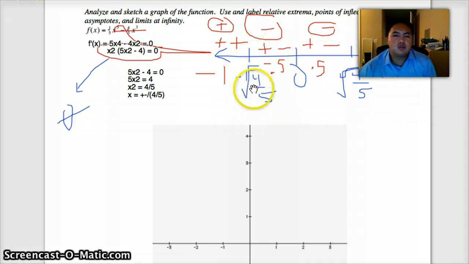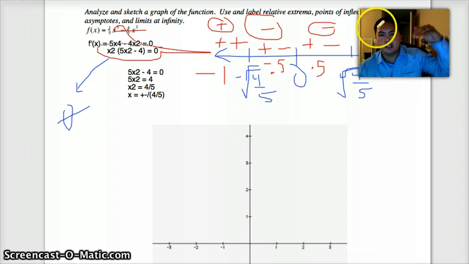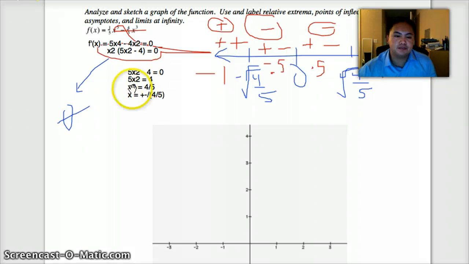So that means at negative radical 4/5, since it goes from positive to negative, it goes from increasing to decreasing. I have a max. From negative to negative, that means I have nothing. And then from negative to positive, that means it goes decreasing and then increasing, which means I have a min. Okay. Last one, I need to find points of inflection.